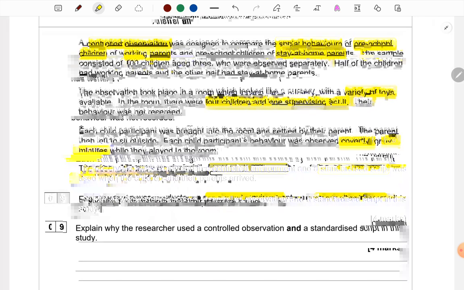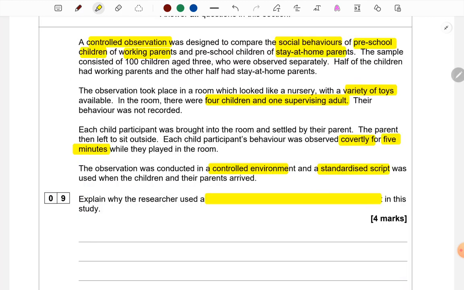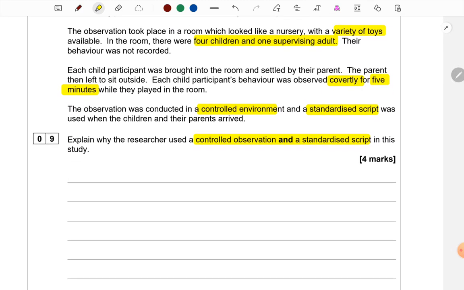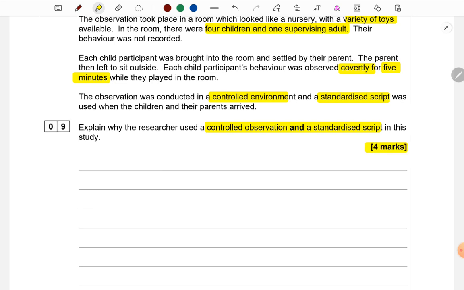Okay, now we have the first question. Explain why the researcher used a controlled observation and a standardized script in this study. This is a 4-mark question. They have asked for two things: one, controlled observation; second, standardized script. And it is for 4 marks, meaning that the marks will be equally distributed for justifying both points.